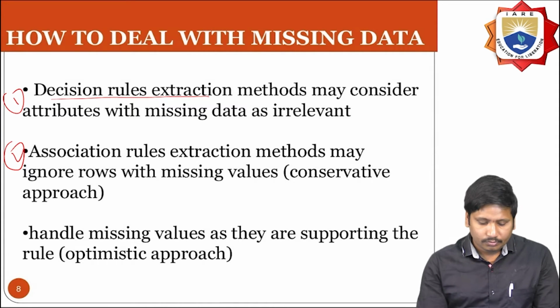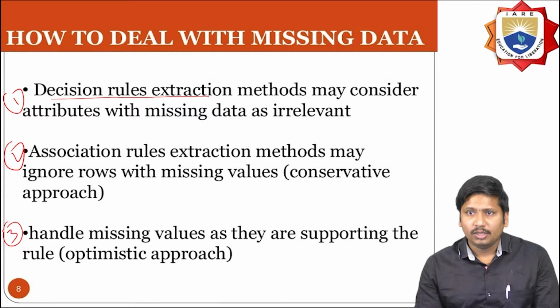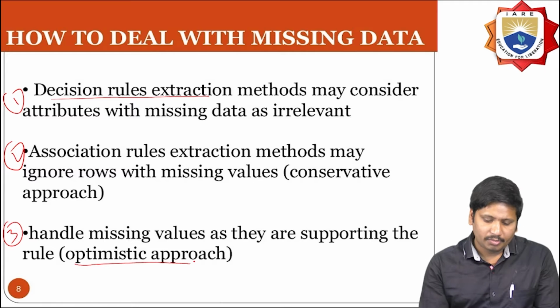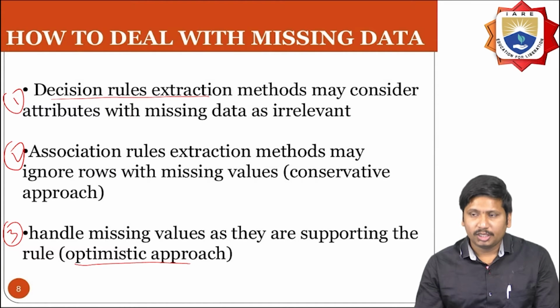And then the third one is handling the missing values. So how can you handle these missing values? Through some random approach I can apply, so we can call it an optimistic approach.